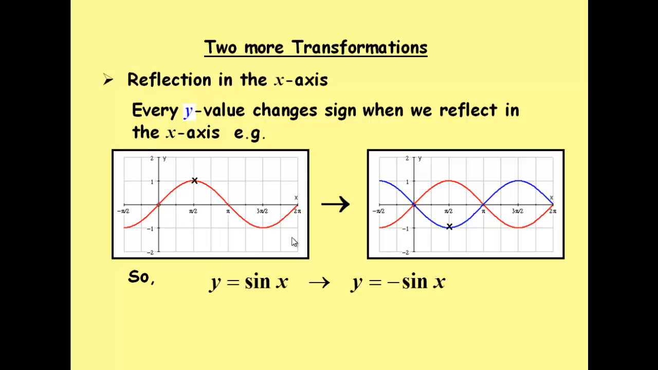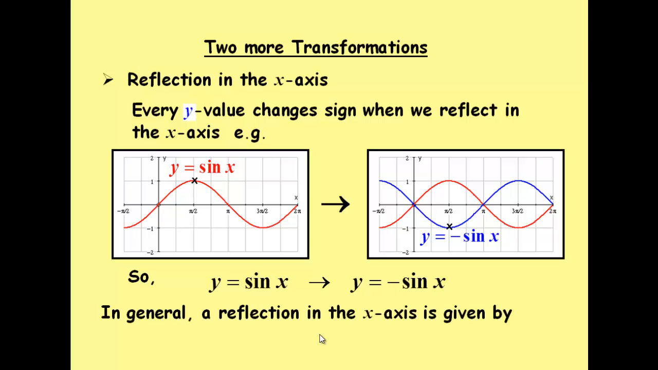This is of course the sine graph, and this is now minus sine x. This is the effect that reflecting in the x-axis has. It changes the sign of the whole function, in other words y. All the y values change sign. So in general terms, if we have y equals a function of x, then a reflection in the x-axis is y equals minus a function of x.